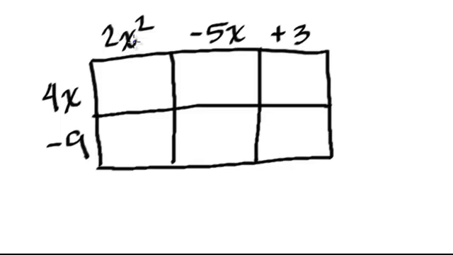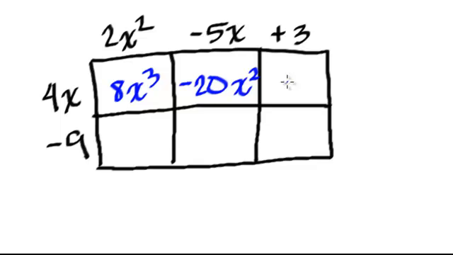So I have 2x squared times 4x. 2 times 4 will give me 8. X times x squared will give me x cubed. Now in the next box, I have negative 5x that corresponds, and when I look at the beginning of that row, I have 4x. Positive times the negative will give me a negative. 4 times 5 will give me 20, and x times x is x squared.